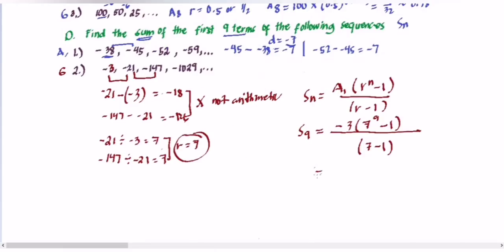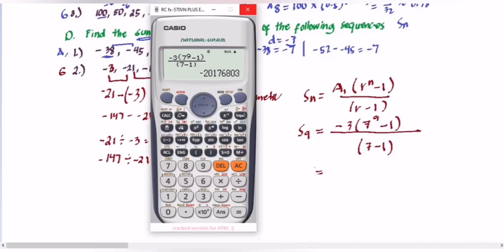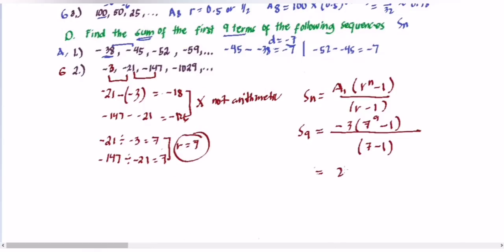negative 20176803. So, yun yung magiging sagot natin. The sum of first 9 terms of this given sequence. So, geometric. So, ito yung magiging sagot.